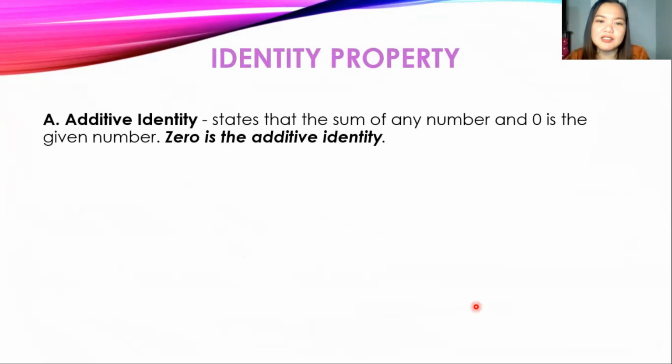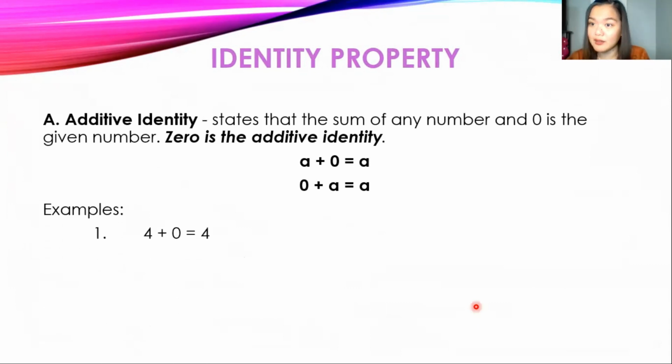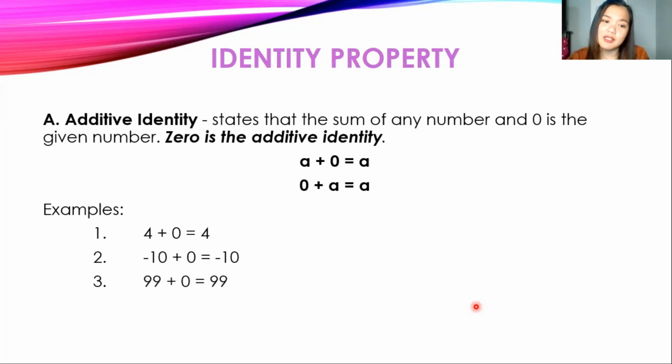So, the additive identity states that the sum of any number and 0 is the given number. So, 0 is the additive identity. A plus 0 equals A, or in other books, 0 plus A equals A. Examples, 4 plus 0, that's 4. The additive identity is 0. If you have negative 10 plus 0, the answer is still negative 10 because walang nagbago. Number 3, you have 99 plus 0 equals 99, still the same. Also, if you have 0 plus 10 equals 10, walang nagbago.